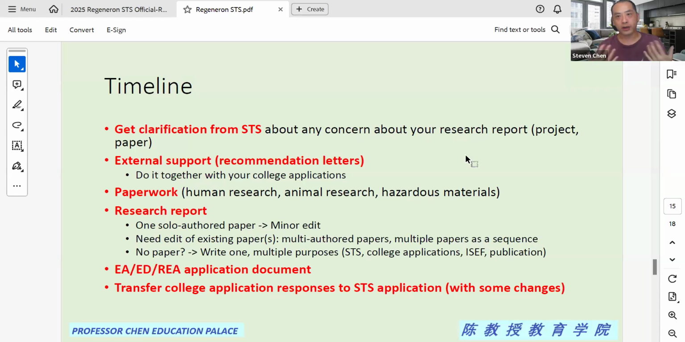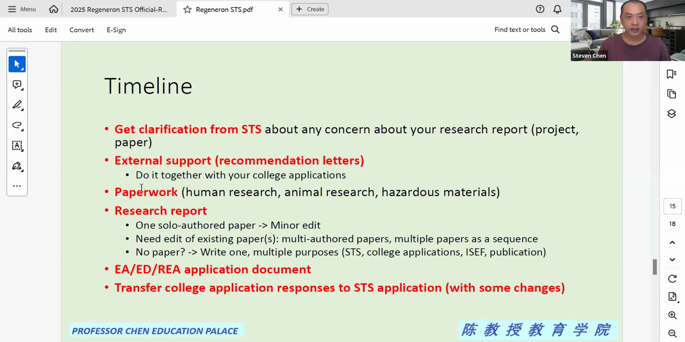So when you talk to your school counselor, talk to your mentor, tell them, okay, so I want you to write a letter to support both my college application and also my Regeneron STS. Okay, so just ask them to do things together. And the third thing is that you also need to move first before starting your application is the paperwork.